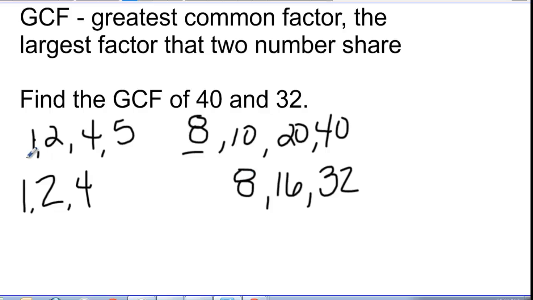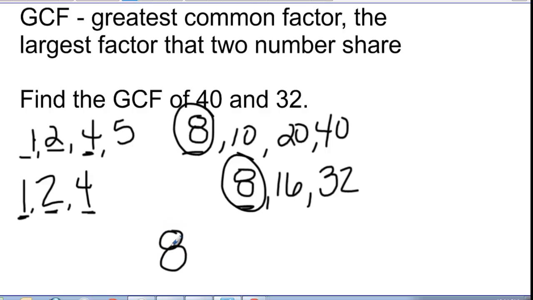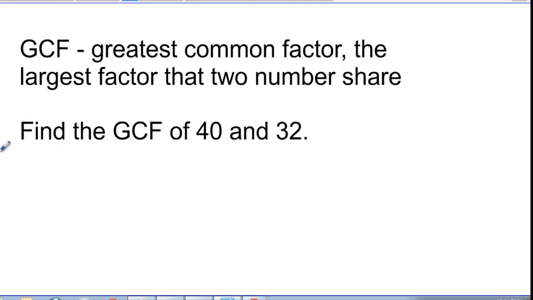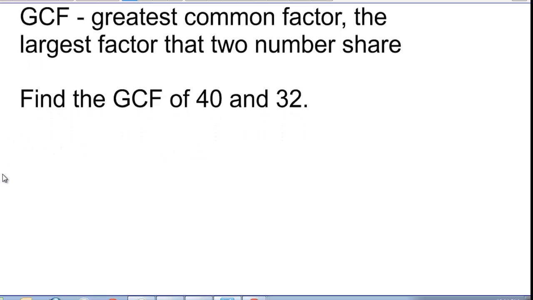So I can see that there are lots of common factors here. 1 and 2 and 4 and 8. And so I look for the largest one, and that would be 8. So the greatest common factor of 40 and 32 would be 8. Now the other way to find greatest common factor is kind of neat. You list the prime factorizations of both 40 and 32.